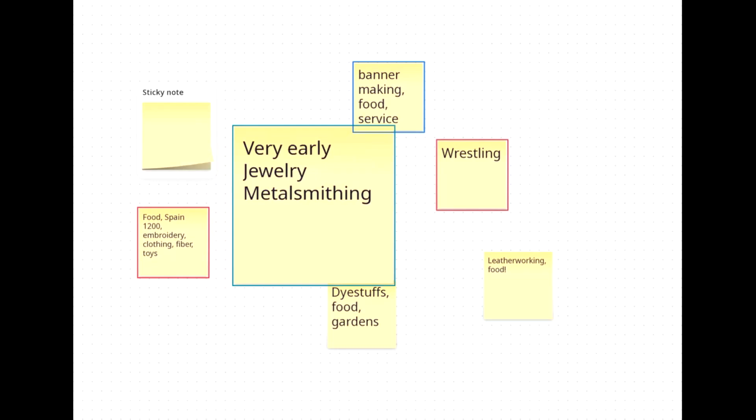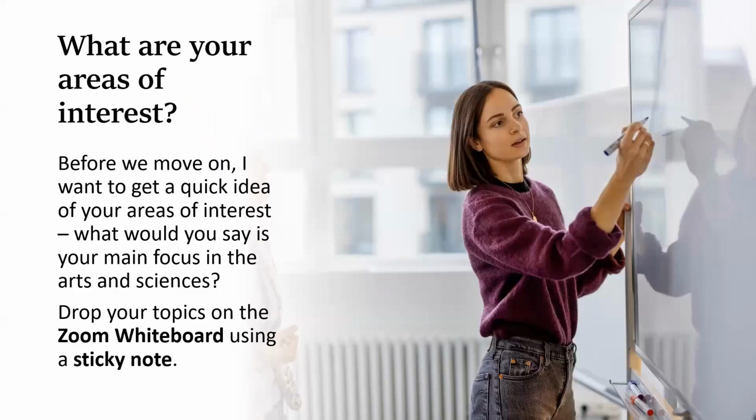Okay, so let's go back to that slide deck. Okay, so before we move on, we've got this idea of what folks are interested in. We'll talk at each stage about how we can incorporate this process with those topics.